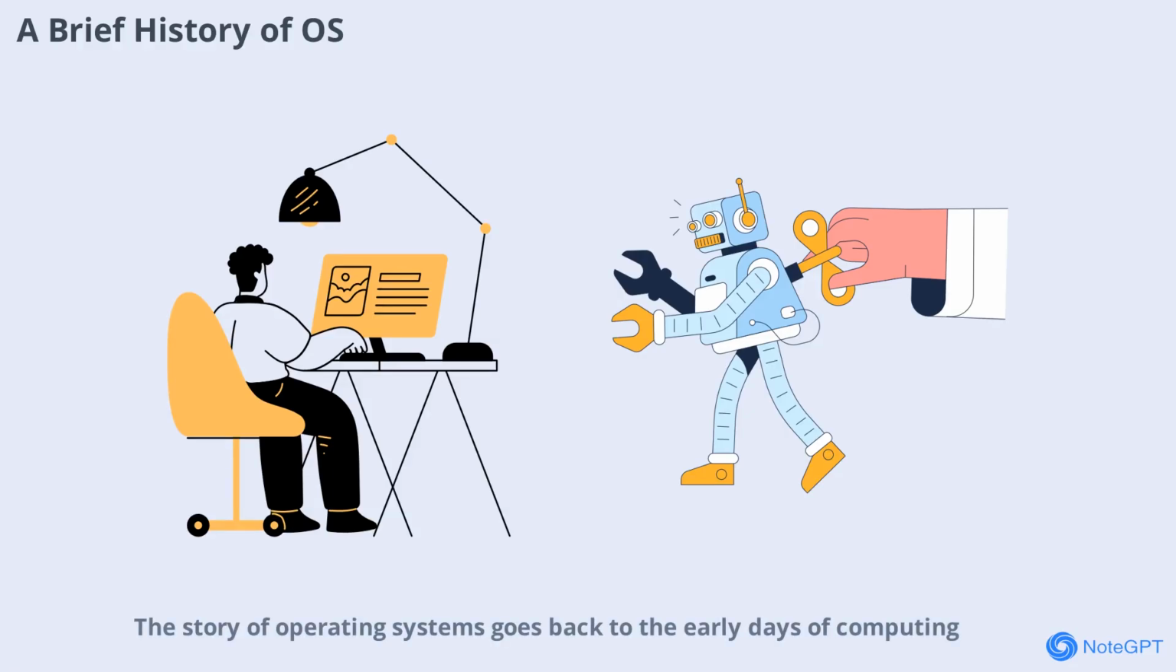The story of operating systems goes back to the early days of computing. In the 1950s and 60s, computers were massive and operated with punch cards and switches. Early operating systems were simple, designed to automate basic tasks and manage hardware. Over time, as computers became more powerful and accessible, operating systems evolved to support graphical interfaces, networking, and security. Today, modern OSs are incredibly sophisticated, supporting millions of users and devices worldwide.